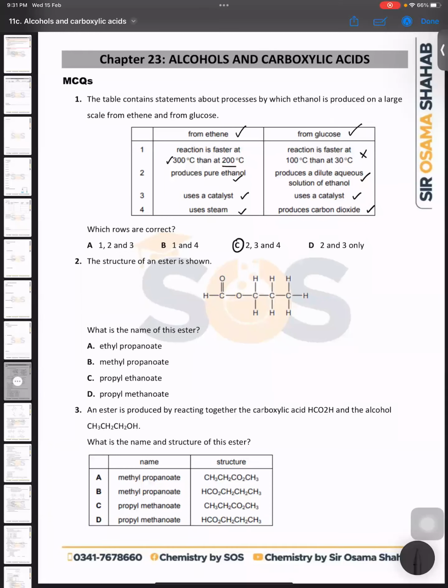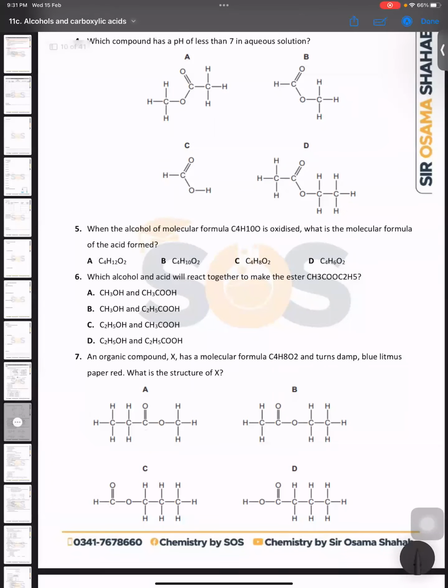And then second and third, children, are related to esters. Once we have done the esters, then we will do that. And the fourth one is also related to esters. We can talk about the fifth one.